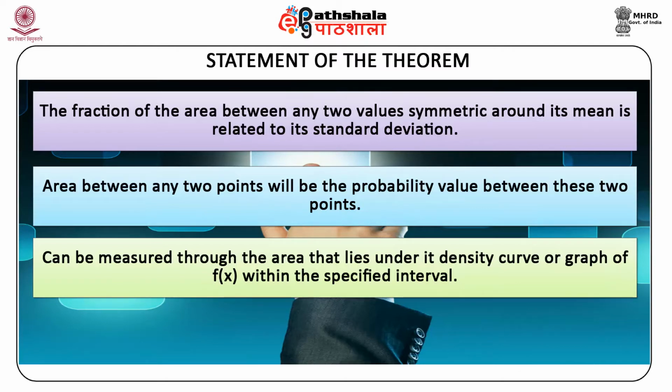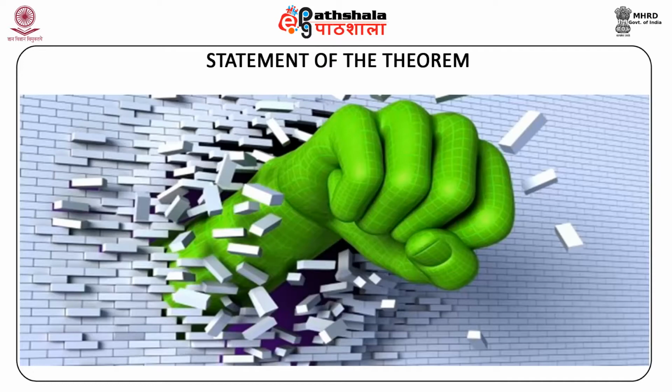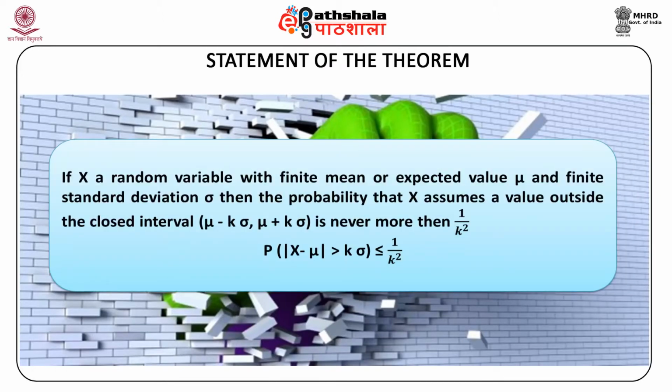Chebyshev gave an estimate of the probability that a random variable can assume a value within plus minus k standard deviations from its mean, for any real number k. This remarkable theorem due to Chebyshev is popularly known as Chebyshev's inequality theorem. The theorem is stated as: if x is a random variable with finite mean or expected value mu and finite standard deviation sigma, then the probability that x assumes a value outside the closed interval mu minus k sigma, mu plus k sigma is never more than 1 upon k square.